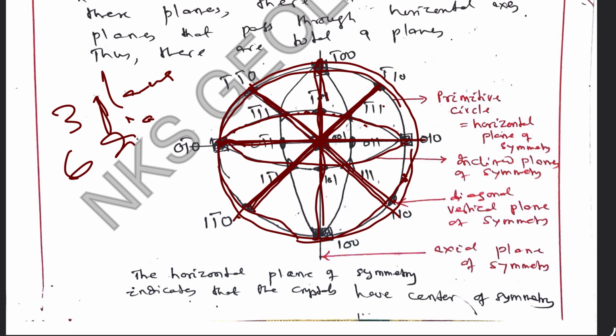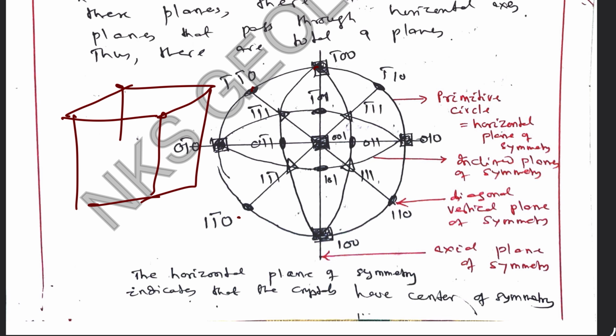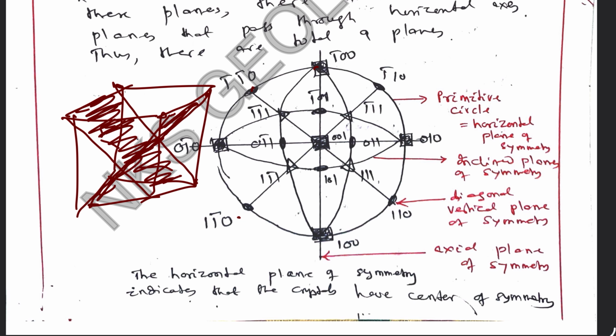Besides these, we have four inclined planes. Let me show those inclined planes in the cube. This is the inclined plane. This is the inclined plane. This plane. This plane. These are the inclined planes. They divide the crystal into two equal halves. So they are the planes of symmetry.